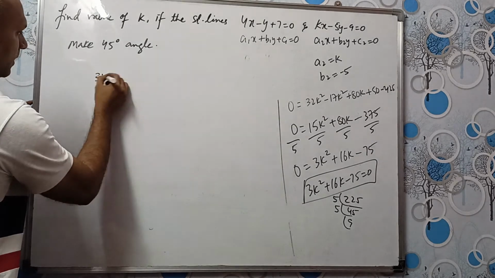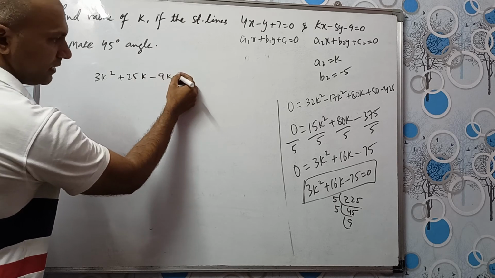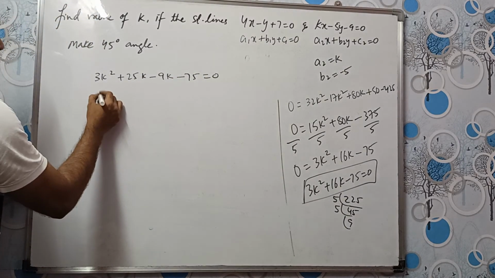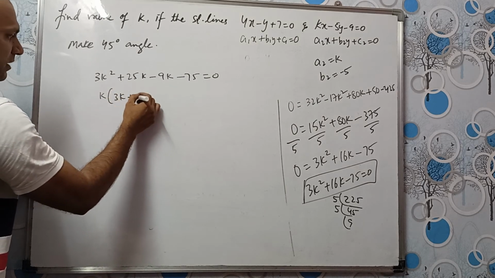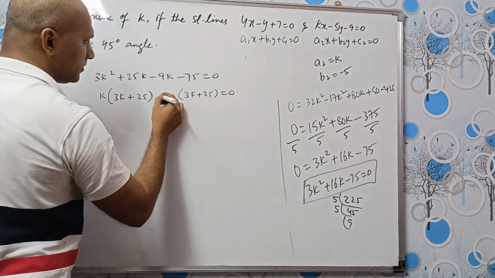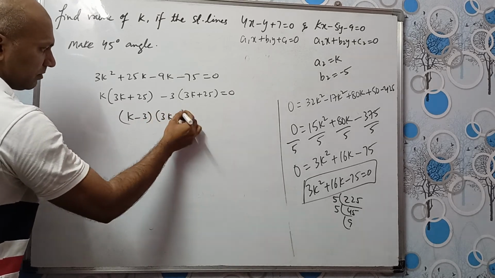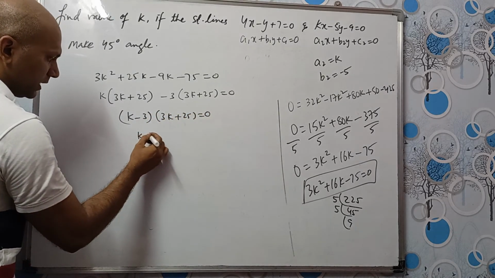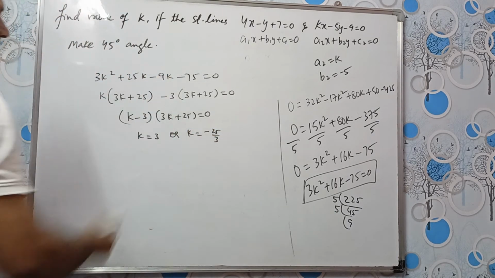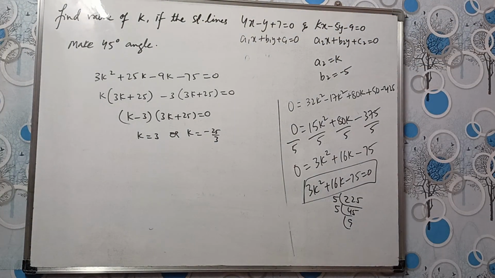See, 3k square plus 25k minus 9k minus 75 equal to 0. So if you take k common, it will be 3k plus 25, 3k plus 25 here and minus 3. So k minus 3, 3k plus 25 equal to 0, k is equal to 3, or k is equal to minus 25 by 3. We learned splitting the middle term in the 10th standard, right? So these are the values of k.